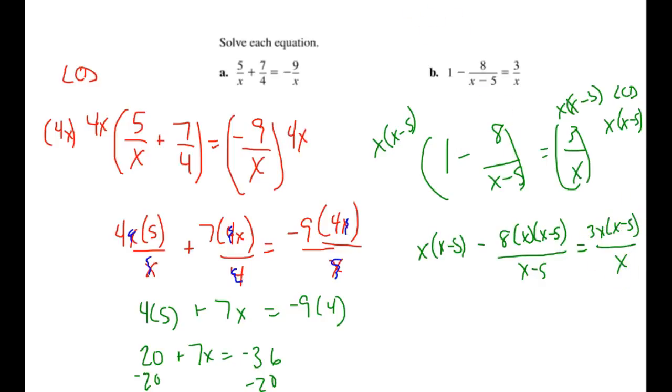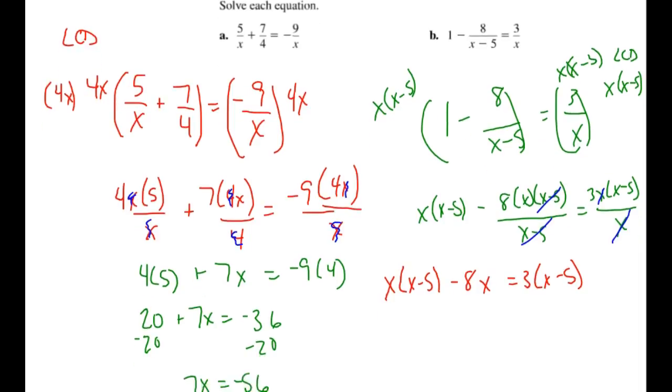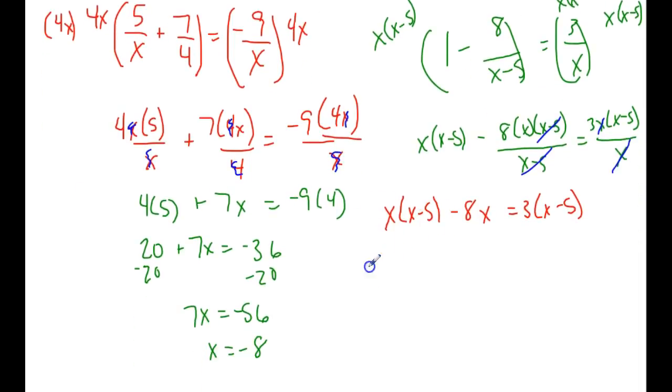So now again I see I have those similarities that I can cancel out. So I know that x minus 5 divided by x minus 5 is 1, and I know that x divided by x is 1. So now I know that I'm left with my x times x minus 5 minus 8x equals 3 times x minus 5. Now that I've gotten rid of my denominator and any weird other terms, I can go ahead and distribute. So x squared minus 5x minus 8x equals 3x minus 15.